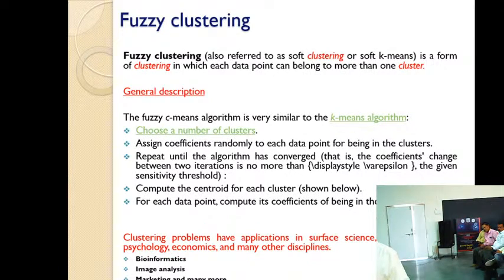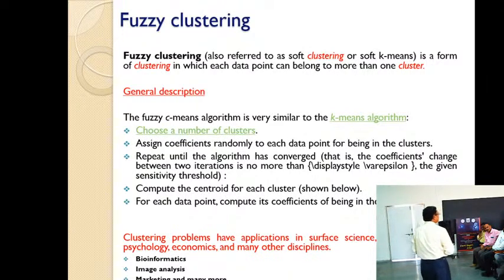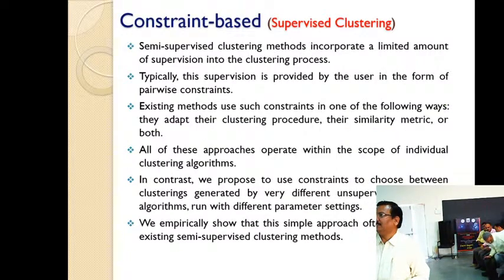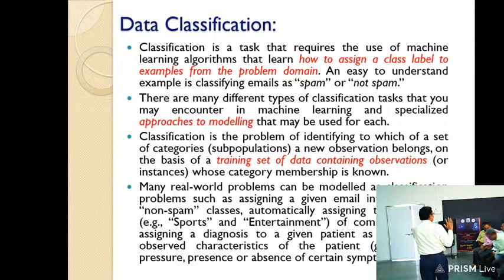Lastly, you can see the last part of our slide: clustering problems have applications in surface science, biology, medicine, psychology, economics and many other disciplines. So you can do bioinformatics, image analysis, market analysis. So these are the clustering methods. Go for it. This is again a constraint based clustering. These are just the themes of the data clustering methods I have given.